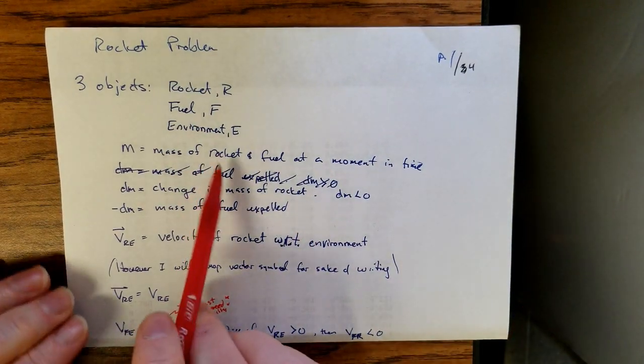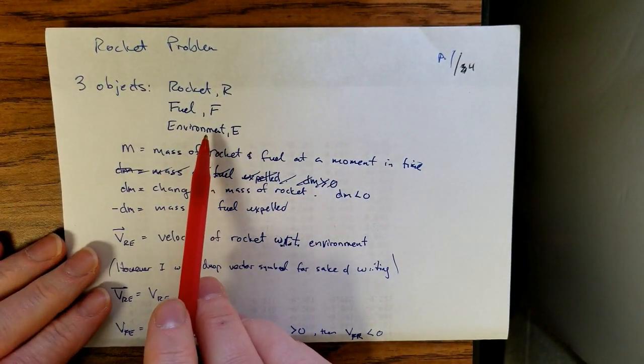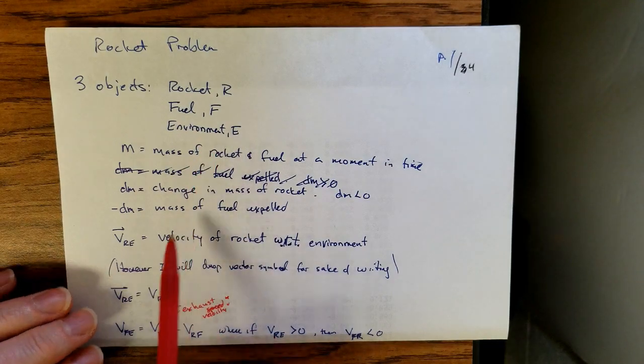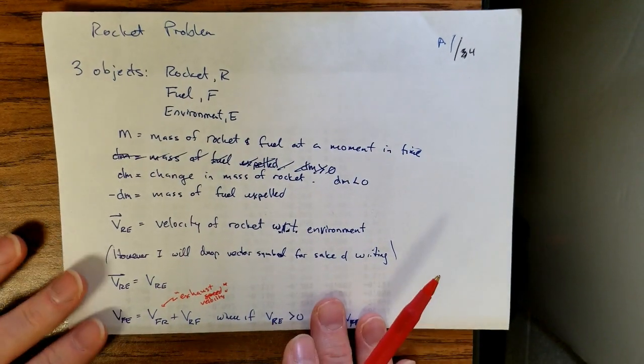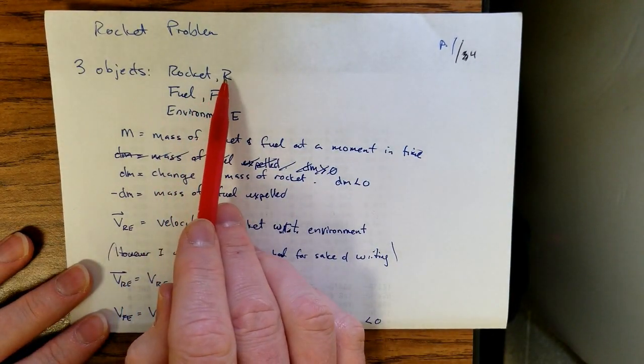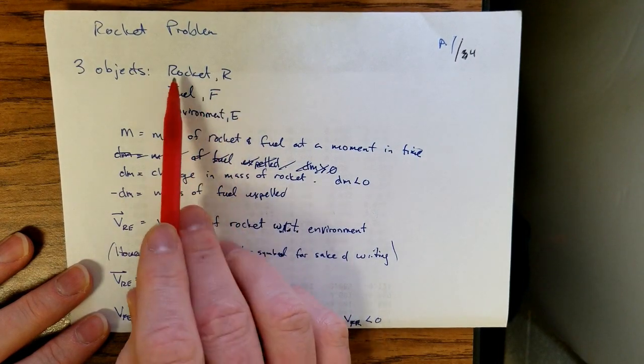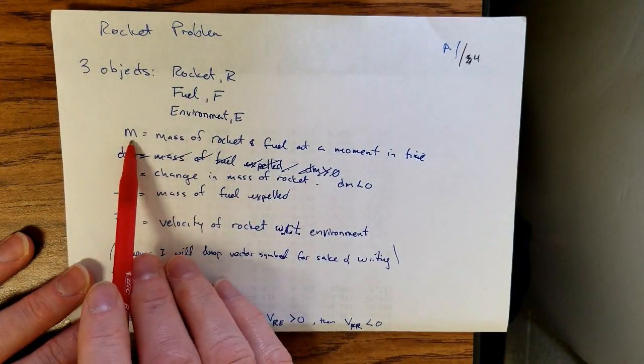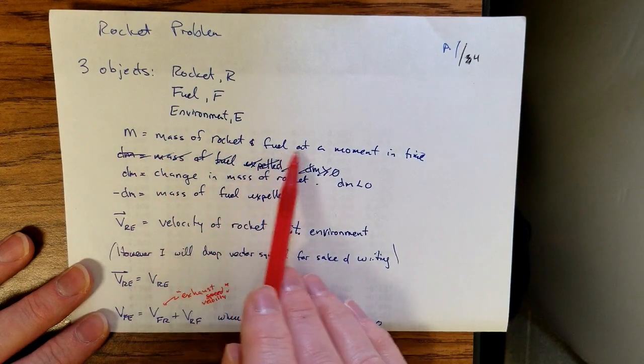We're going to start out with no gravitational pull on the rocket to start with, and then we'll add gravitational pull, and then we can add air resistance in a separate video. But I'm going to use R, F, and E as representatives of those objects. So I'm going to let M be the mass of the rocket and the fuel at a moment in time.